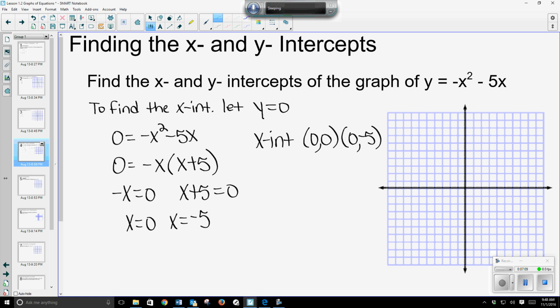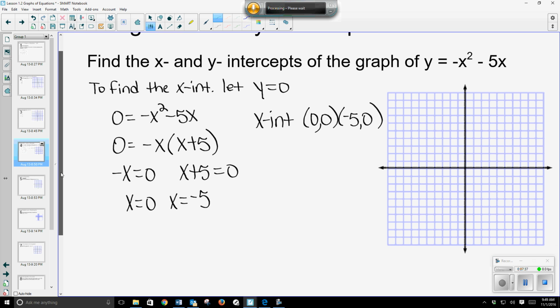what did I do on this one? Okay. Put it in the wrong place. So it's negative 5, 0. That would have been a y-intercept if 0 is in the x's place. So y is 0. So negative 5 has to be where x is. Now we have to find the y-intercept.